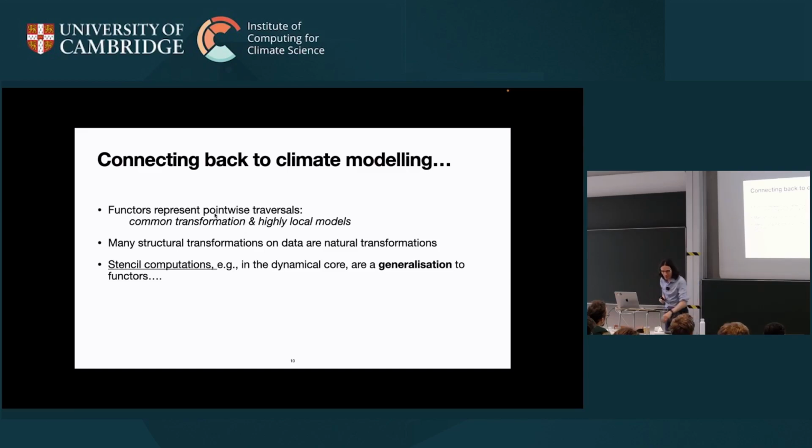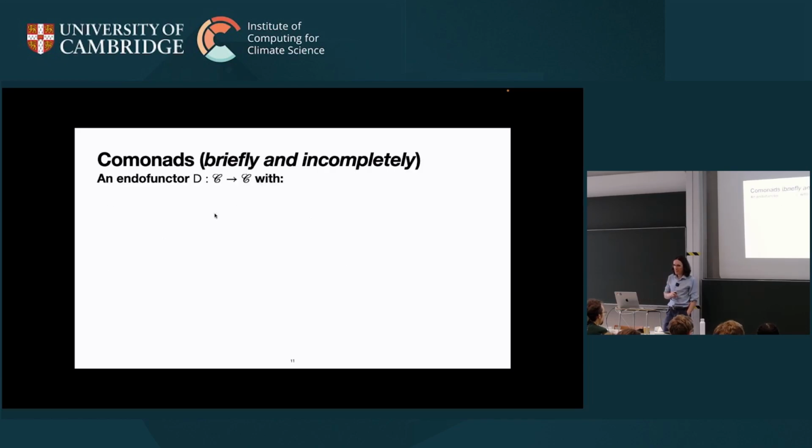Now, in the remaining few minutes, we've got 6 minutes left, that's perfect. Let's go a little bit beyond functors. Let's think about stencil computations. You're solving the Navier-Stokes equations because you're writing a dynamical core or geostrophic equations or something. These are actually very related to functors. They're a generalization of functors. So this is a structure called a comonad.